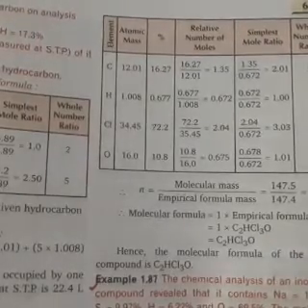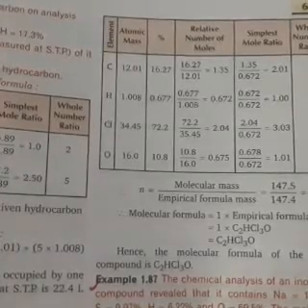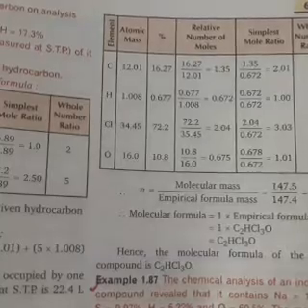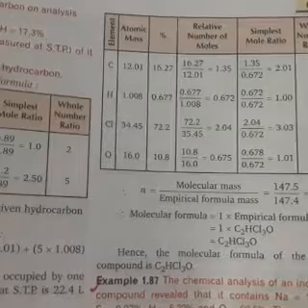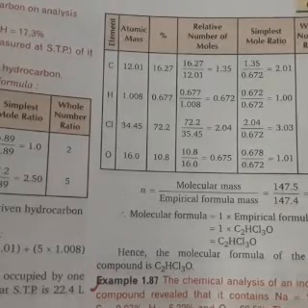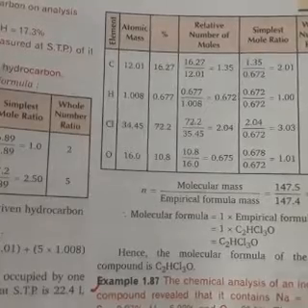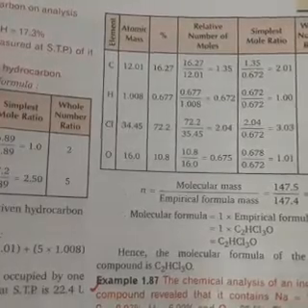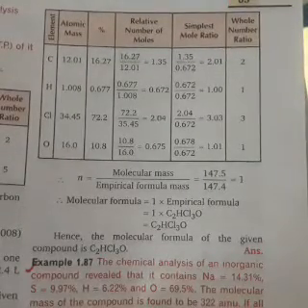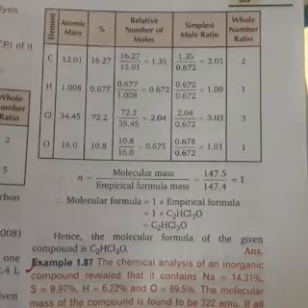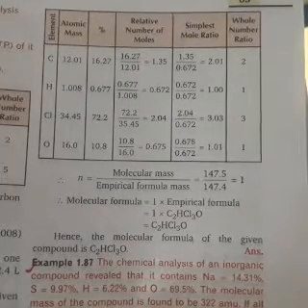In the relative number of moles, the lowest number is 0.672. So divide all the relative numbers of moles that I get, that is 1.35, 0.672, 2.04 and 0.675, by 0.672. You get the simplest whole number ratio: 2.01, 1, 3.03 and 1.01. So what is the whole number ratio? We take it as 2, 1, 3, 1.